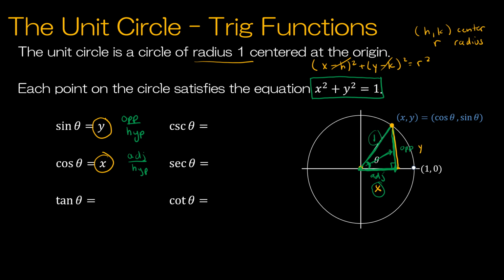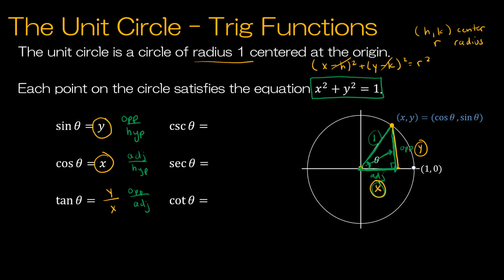Now, remember tangent. Tangent is opposite over adjacent. So remember, the opposite side is y, and the adjacent side is x. Y divided by x. So again, we're building out a way in which we can find any of the 6 trig functions using any point on the unit circle.